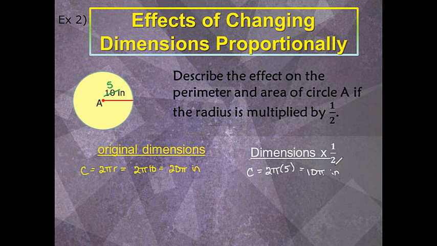So again, we see if the radius is multiplied by a half, then the circumference ends up being multiplied by a half. Let's look at the area. Area is pi r squared for a circle. So we have pi times 10 squared, which is 100 pi square inches. Once we take half of that radius, we get 25 pi square inches. Notice that that new area is a fourth of what it was originally. So that area is actually multiplied by a half squared, or 1/4.